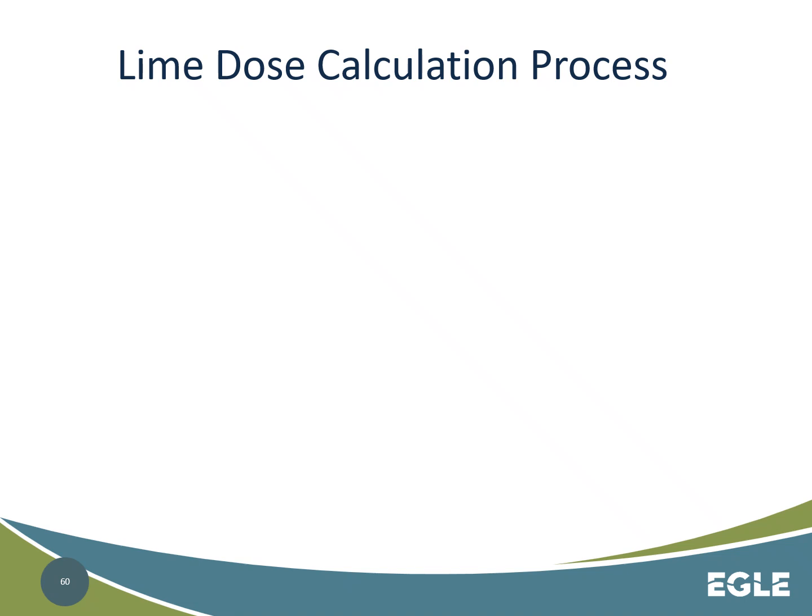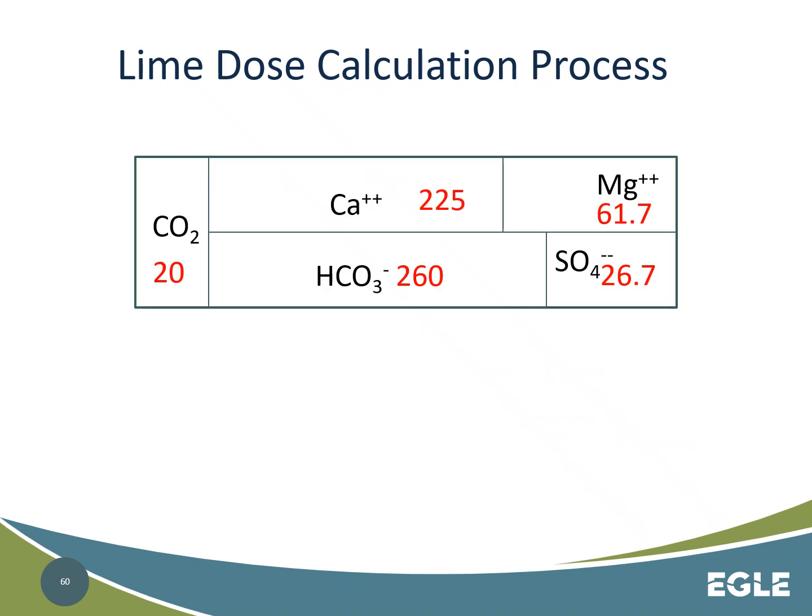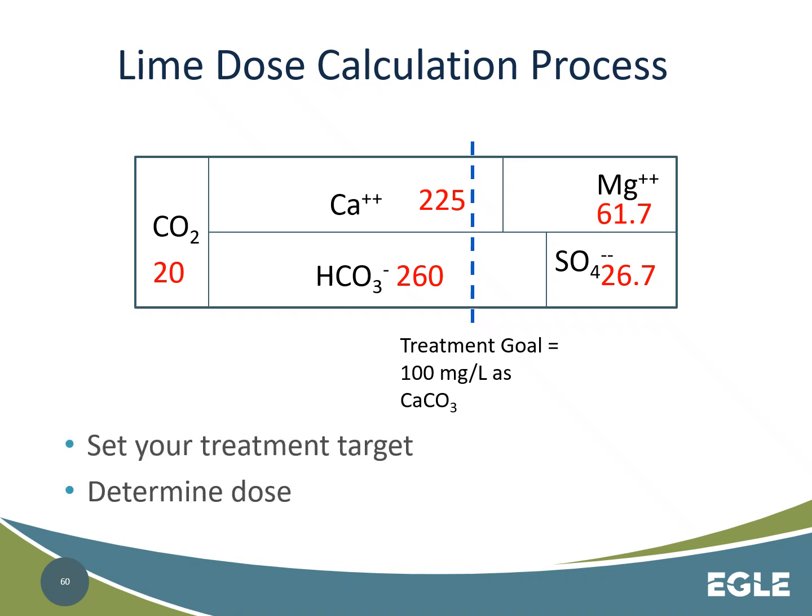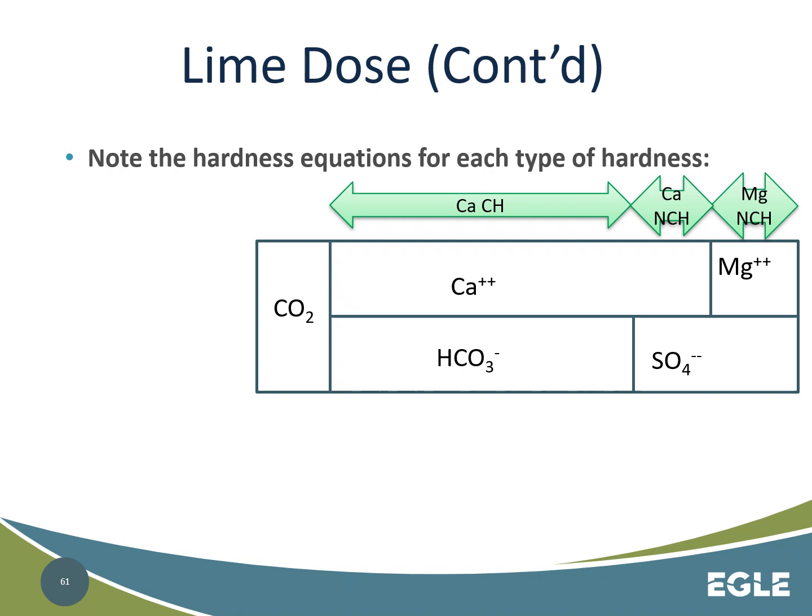How do we take that bar chart and calculate our doses? We know what we have in the raw water. Now we need to set our treatment goal. Remember, in an exam problem, your treatment goal will probably be given to you. Here the treatment goal is given as 100 milligrams per liter as calcium carbonate. How do we get our dose? We need to learn the equations. On this slide, first notice that we have CO2, calcium carbonate hardness, calcium non-carbonate hardness, and magnesium non-carbonate hardness.